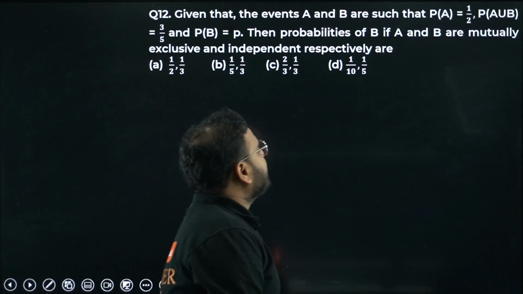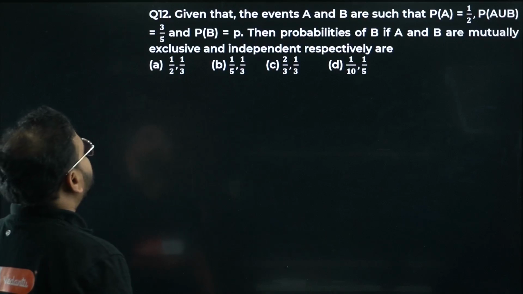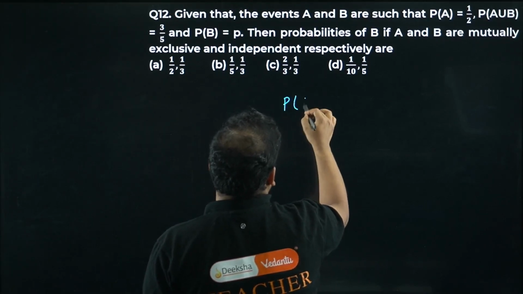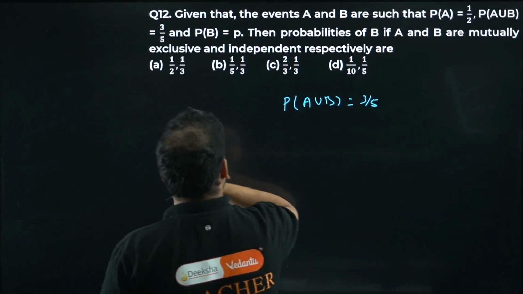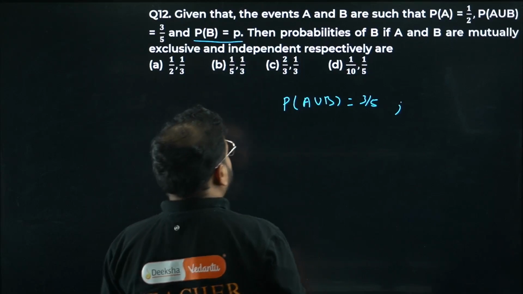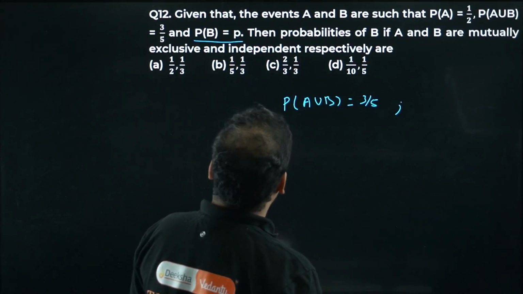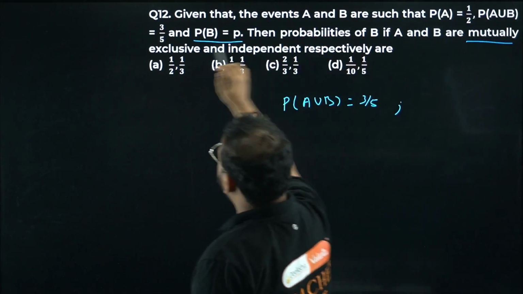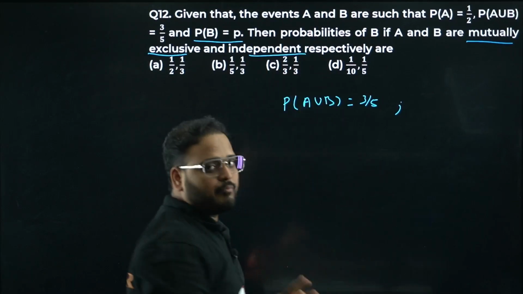Given that the events A and B are such that P(A) is 1 by 2, P of A union B they've given as 3 by 5, and P(B) they have also given as P. Find the value of P. Okay, we have two cases over here. Case 1 is when they are mutually exclusive events, and case 2 is when they are independent events. They are both different things.